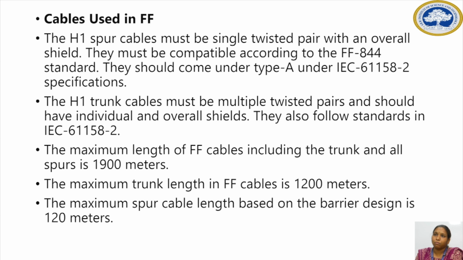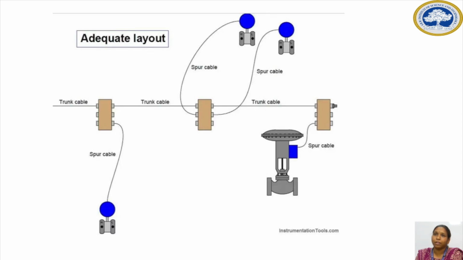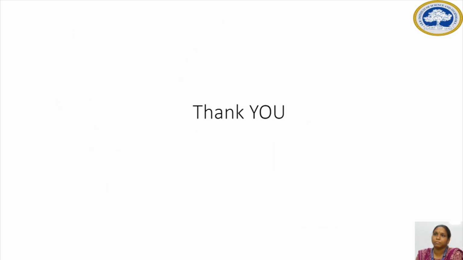The maximum length of FF cables, including the trunk and all the spurs, is 1900 meters. The maximum trunk length in FF cable is 1200 meters. The maximum spur cable length based on the barrier design is 120 meters. This layout shows where the trunk cable and spur cable are used. The trunk cable will be connected between the terminators, whereas the spur cable will be connected to the field devices. Thank you all.